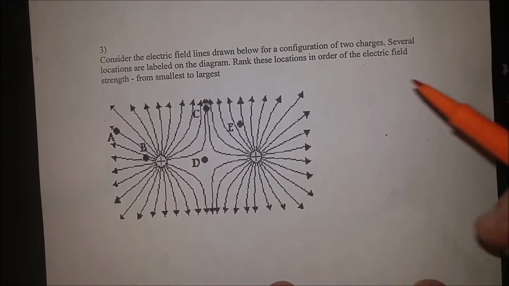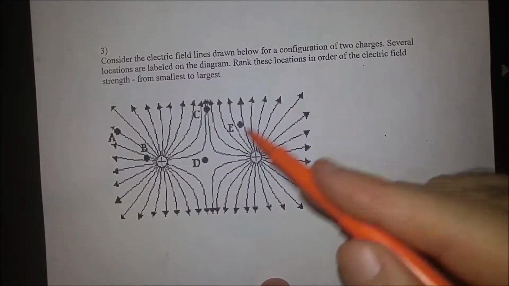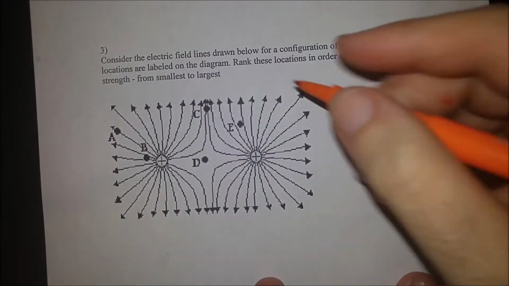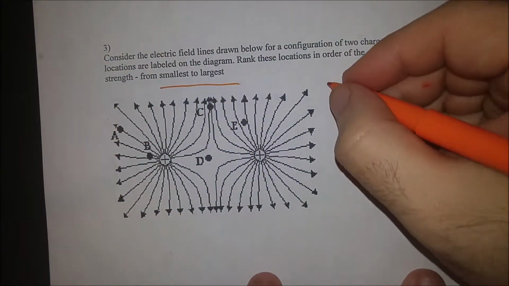Then finally, we're going to look at this picture. Consider the electric field lines shown below. Okay, those are a bunch of lines. Rank them from the smallest to largest fields.